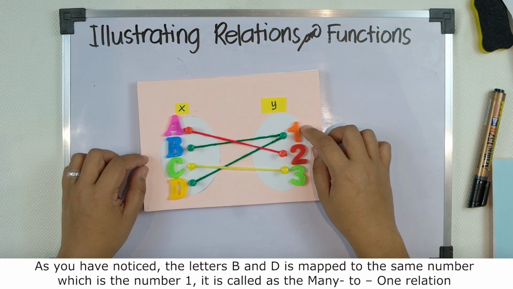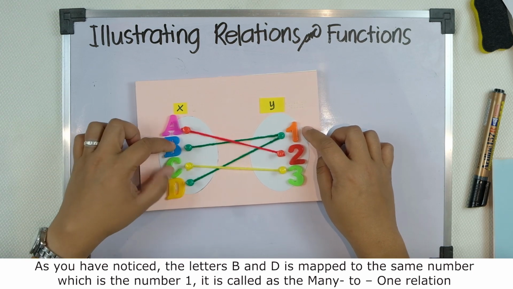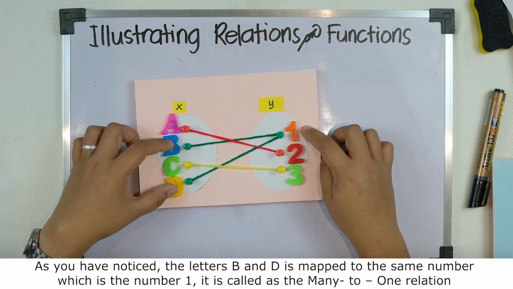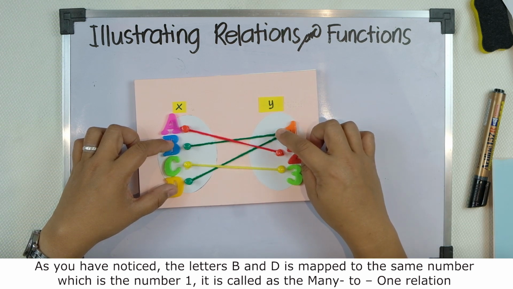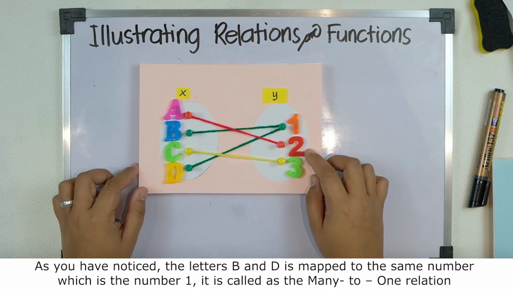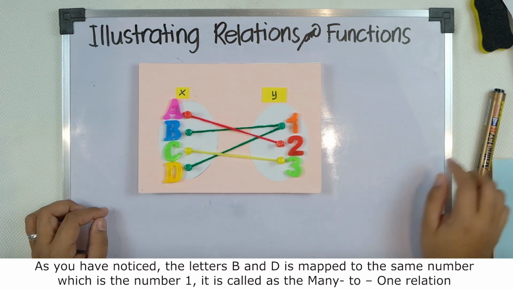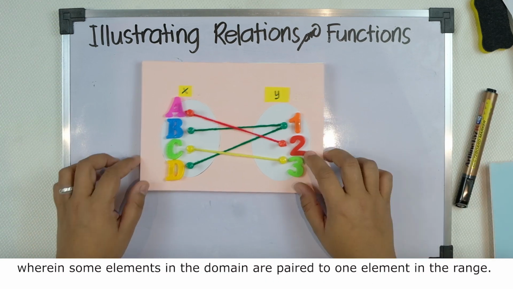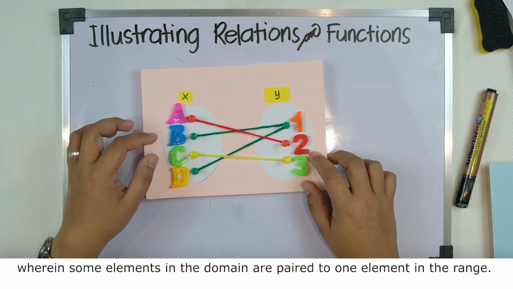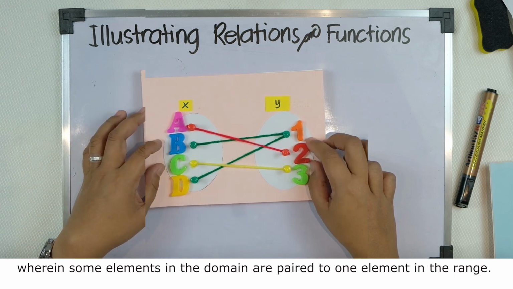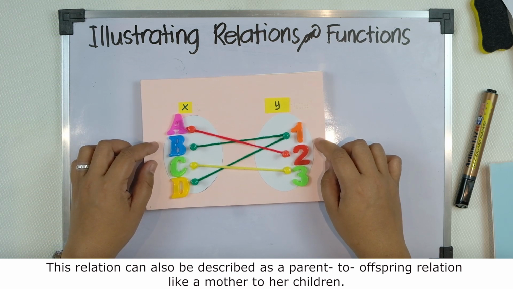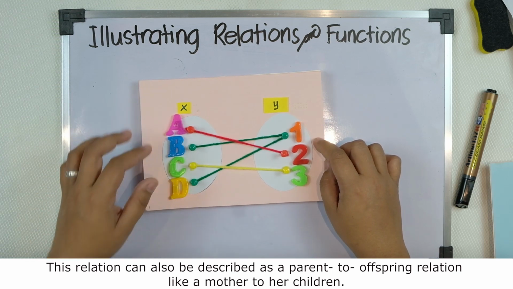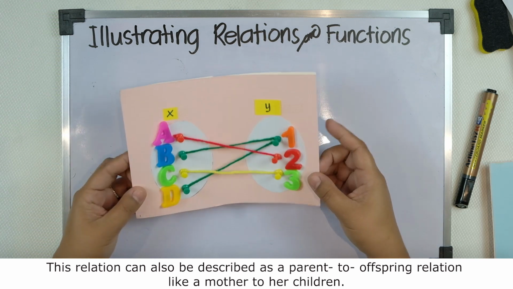As you have noticed, the letters B and D are mapped to only one number, which is number 1. It is called the many-to-one relation, wherein some elements in the domain are paired to one element in the range. This relation can also be described as a parent-to-offspring relation, just like a mother to her children.